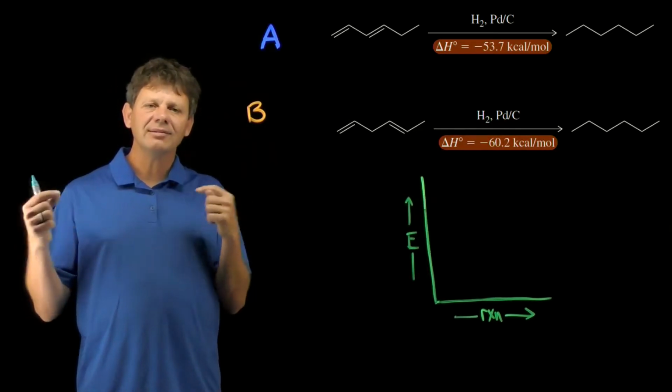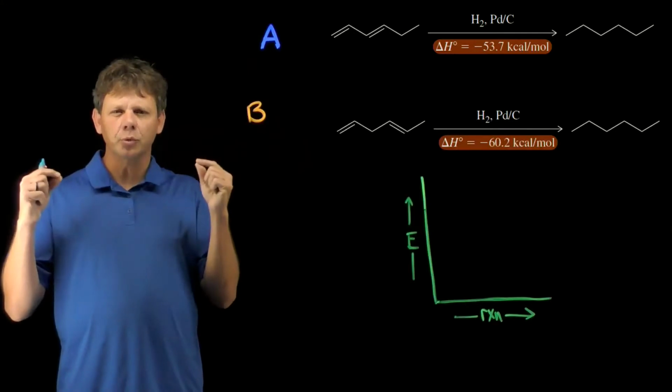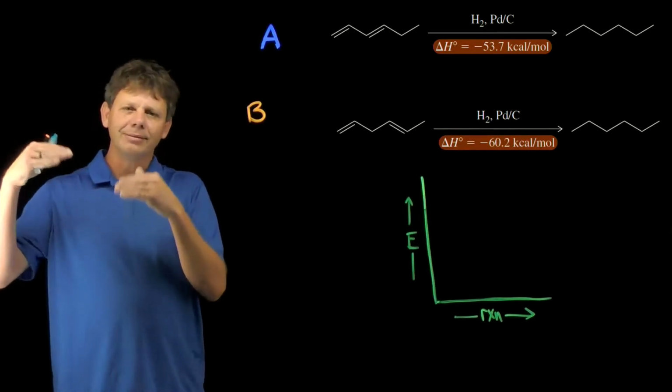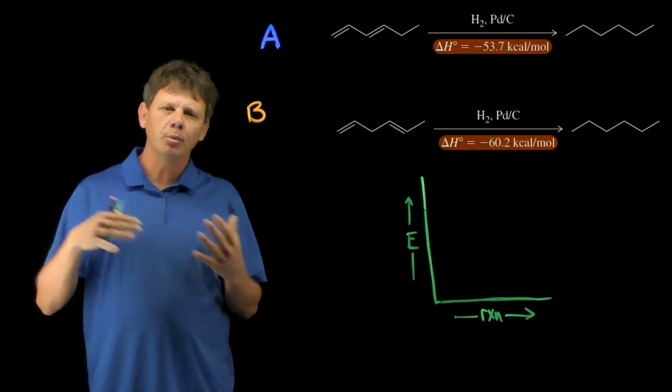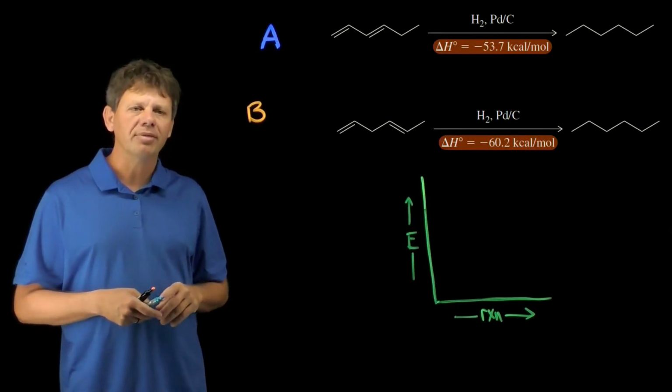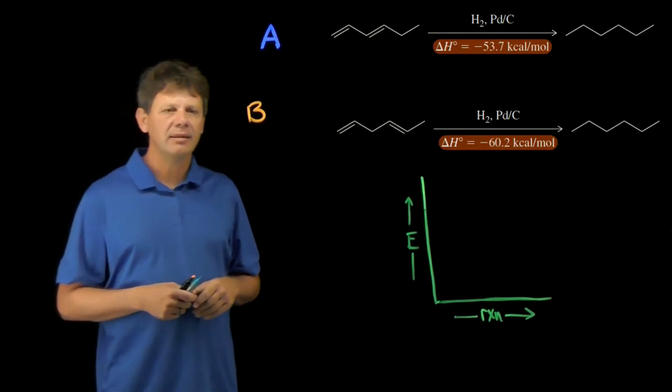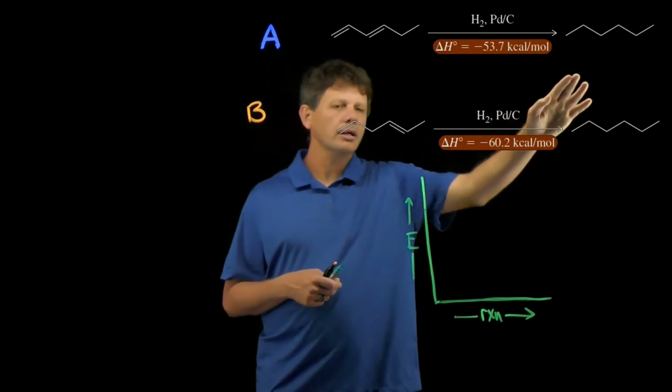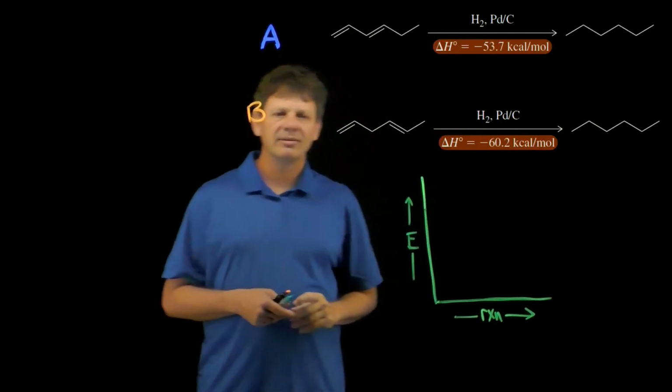So when we're given these delta H's, one way to do this is just to remember that a certain relative delta H means one is more or less stable. I really like to use reaction coordinate diagrams to help with this. And here's why we can in this situation: because the product in both of these reactions is hexane.